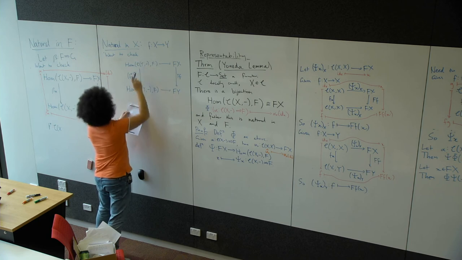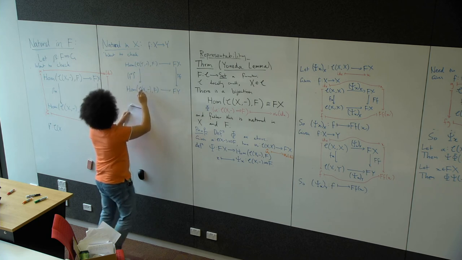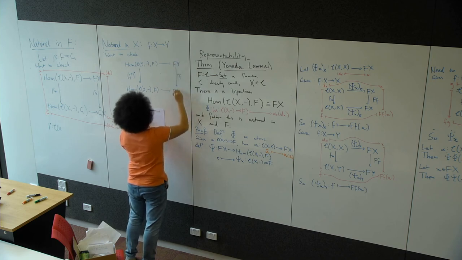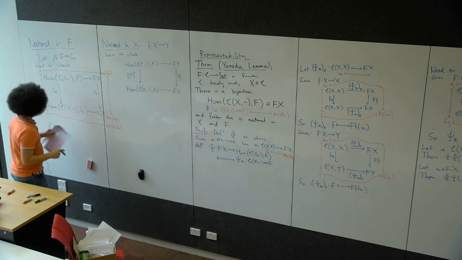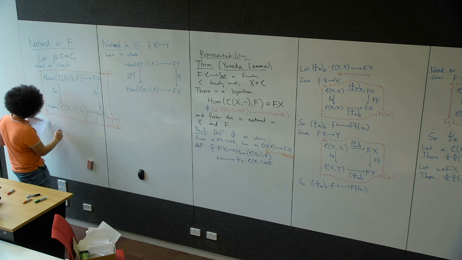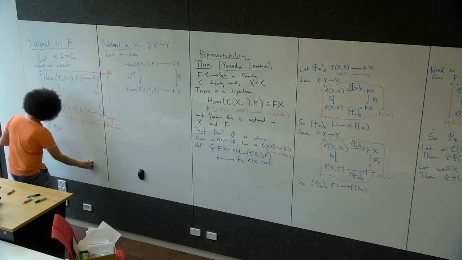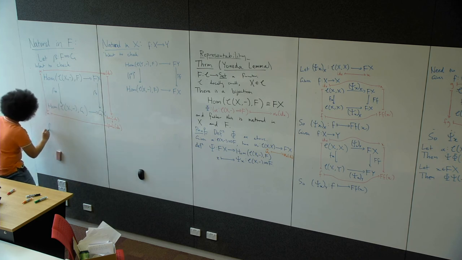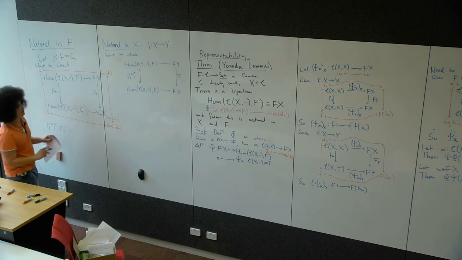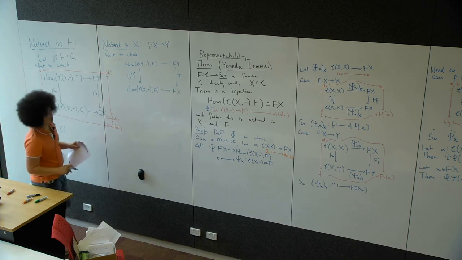This is Y. This is X. This is Y. And this is X. Okay. So F upper star is a natural transformation from F upper star is a natural transformation from, yeah, so in this case I'm using it contravariantly.